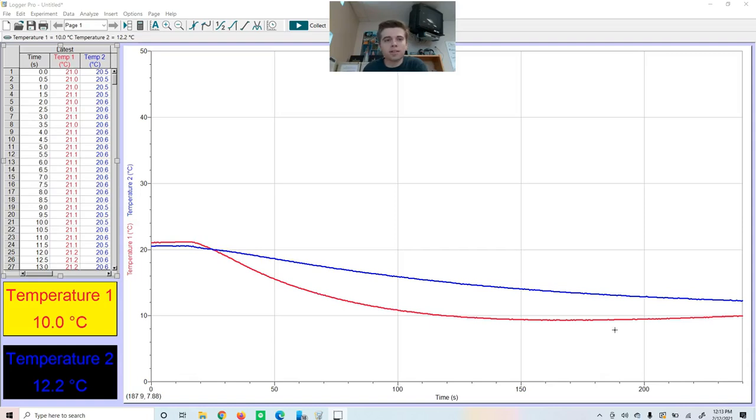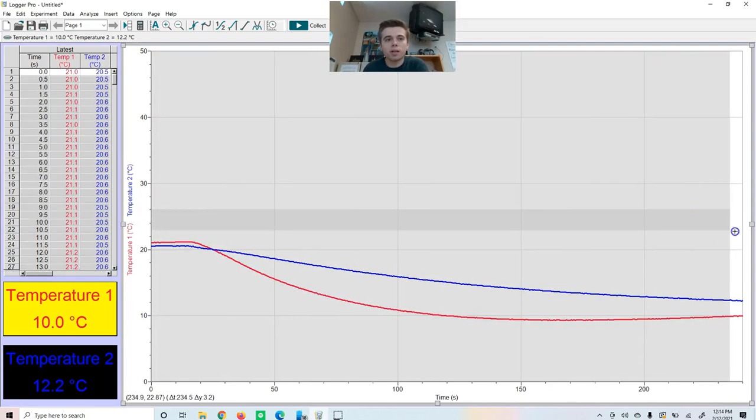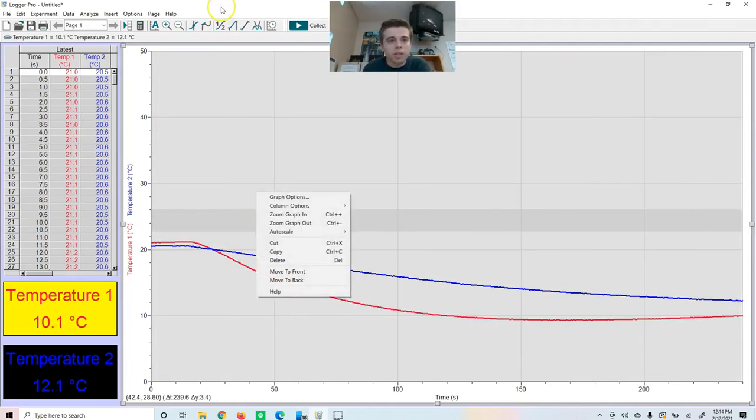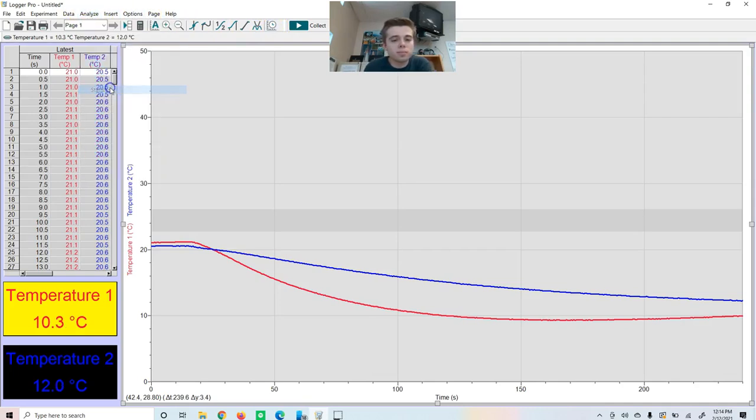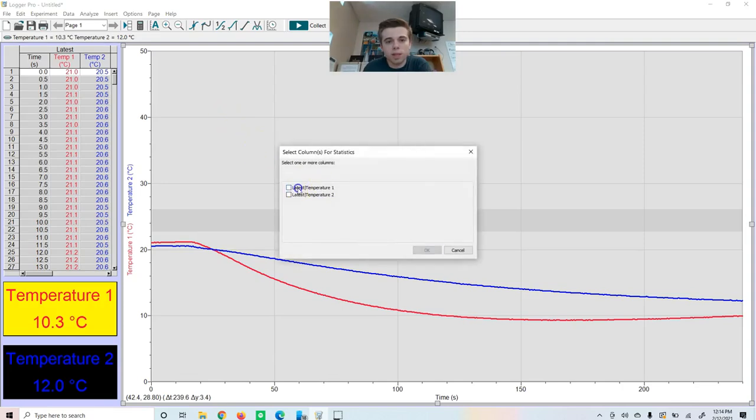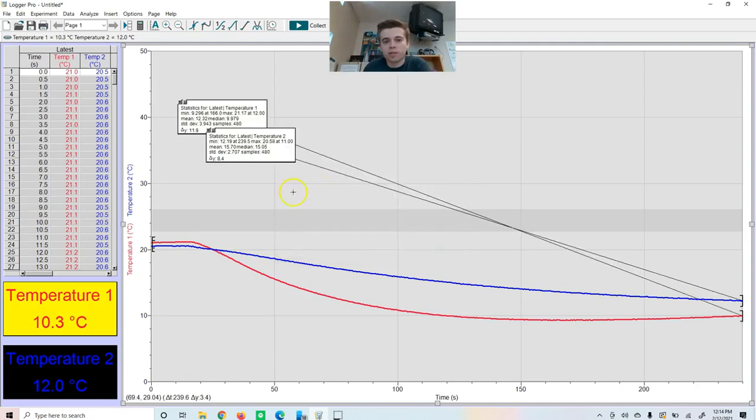Okay, so all of our data is done. Now I'm going to go over here and highlight the whole graph. And I'm going to calculate some statistics for us so that we can see what our maximum and what our minimum is. We'll do it for both of our temperatures, and we got it here.